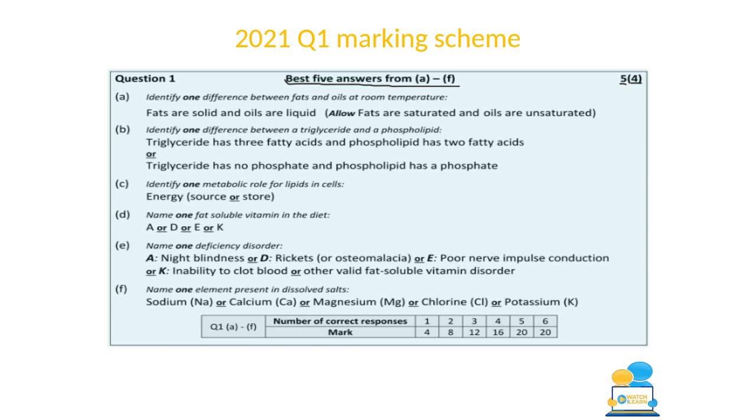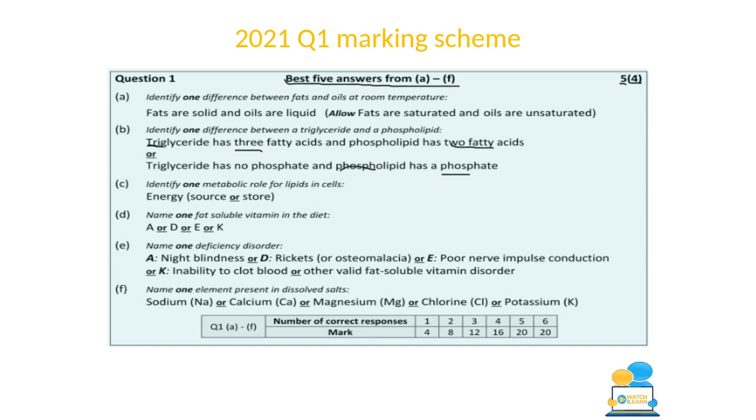So what they're looking for is a difference between fats and oils. Fats are solid at room temperature, oils are liquid. Identify one difference between a triglyceride and a phospholipid. Tri meaning 3 has 3 fatty acids, whereas a phospholipid has only 2 fatty acids. A triglyceride has no phosphate, whereas a phospholipid has a phosphate. So again, look at that word phospho that we see within phospholipid, and that informs us that it has a phosphate, whereas a triglyceride does not have a phosphate.